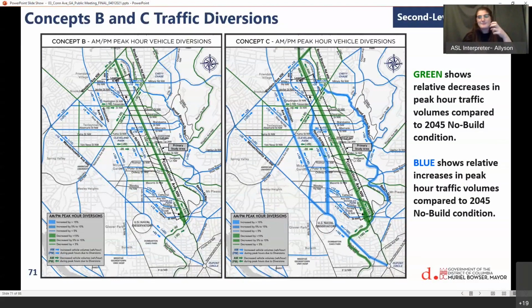It just means that the percentage of the existing traffic is closer to the relationship between that and the peak hour diversion is higher. So you can see that the graphic on the right illustrates how the diversions would occur on the adjacent north-south roadways. And again, concept C diverts approximately twice as much as concept B. Next slide.